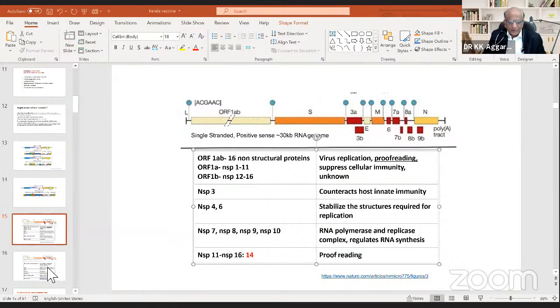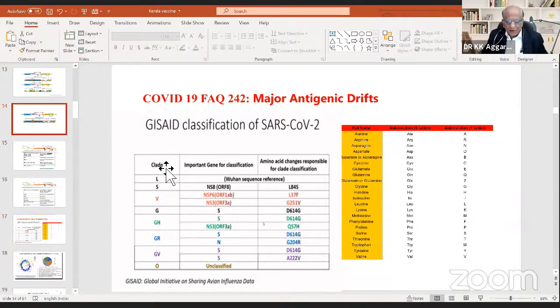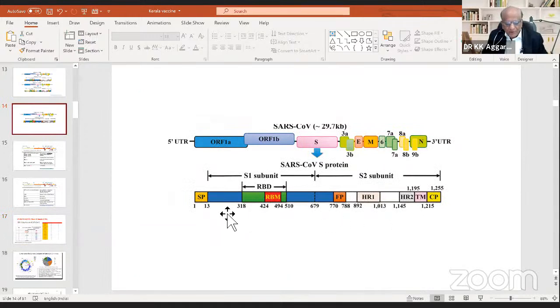Now let us see a couple. I want to be slow. There are more than thousands of mutations that have occurred, but only a few have settled as a survival of the fittest. L means the original Wuhan sequence, then became S, which was at the 84th amino acid. So every time you see here, the 84th amino acid means between the 13th and 318th amino acid.